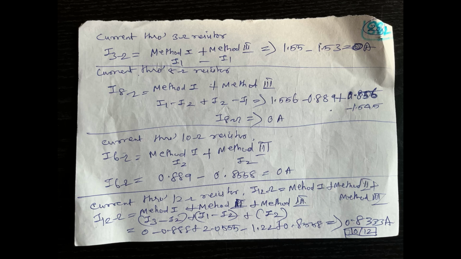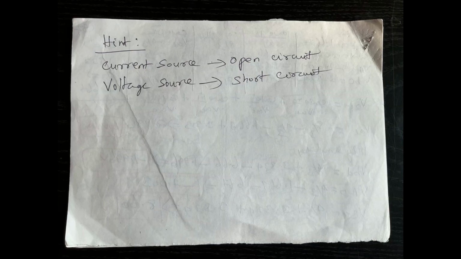Put a minus sign for opposite directions. The current through the 12 ohm resistor depends on methods 1, 2 and 3. For method 1 it depends on mesh currents I3 and I2, for method 2 on I1 and I2, and for method 3 on I2. Putting in the recorded values, we obtain the 12 ohm current. That is how superposition is applied to find the currents in the different resistors in the above network.